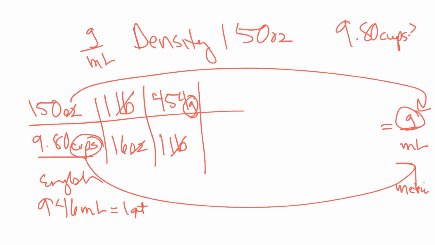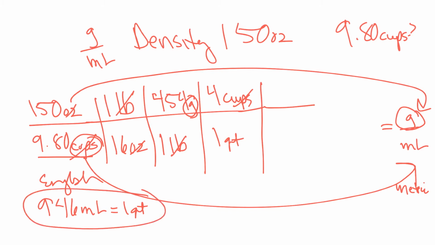So I know that there are 4 cups in a quart. 4 cups in a quart, and my cups cancel. And of course, this is on your metric conversion sheet if you don't have that memorized. And now I can use this equivalence and make a conversion factor out of it. 1 quart is equal to 946 milliliters, and I can cancel out my quarts. And so what I have now is milliliters on the bottom, and I already had grams on the top, so I'm done. All right?